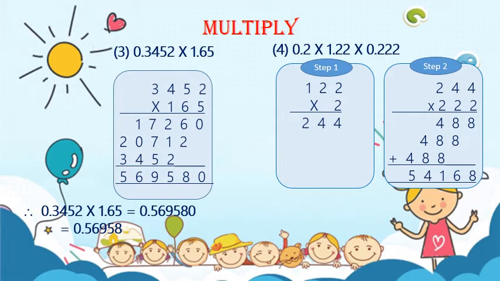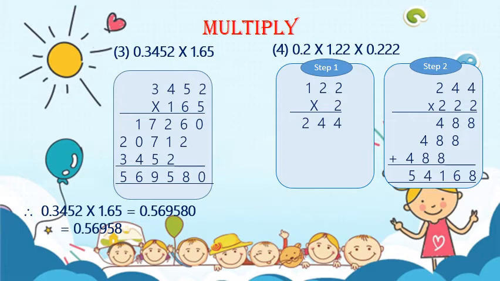So now we will count the number of decimal places in the three decimal fractions. So the number of decimal places in 0.2 is 1, in 1.22 is 2 and in 0.222 is 3. So 1 plus 2 plus 3 is equal to 6. So the total number of decimal places in the product will be 6. So children, but our product is 54168. So here the number of digits is only 5.